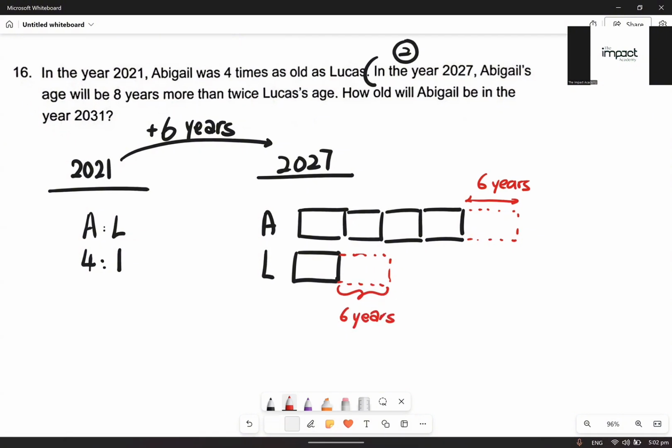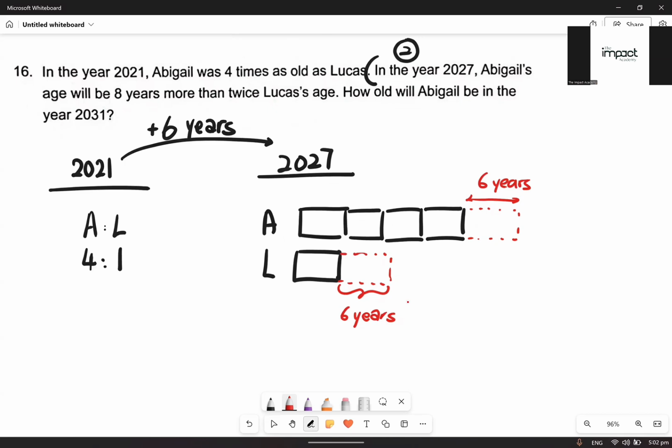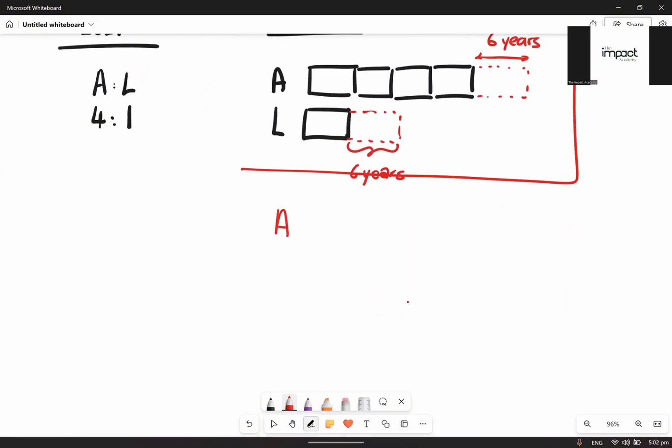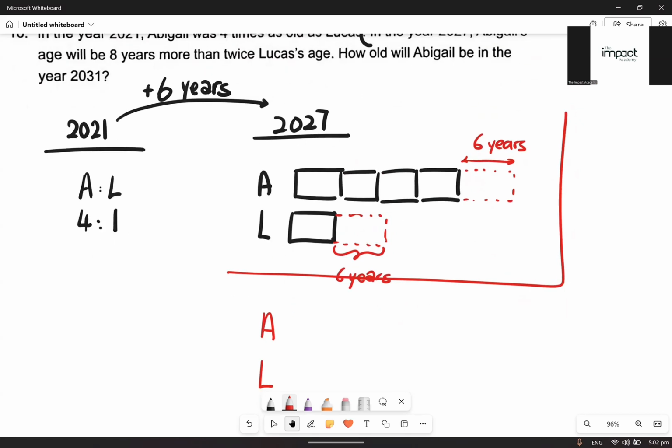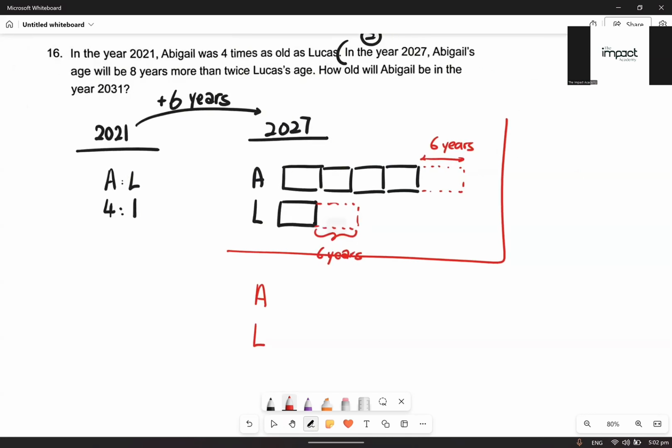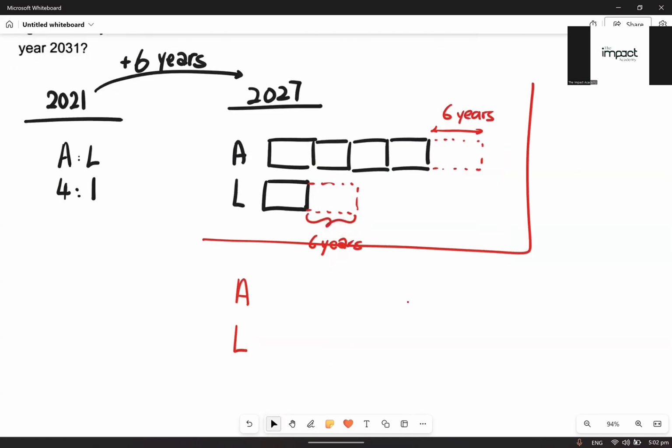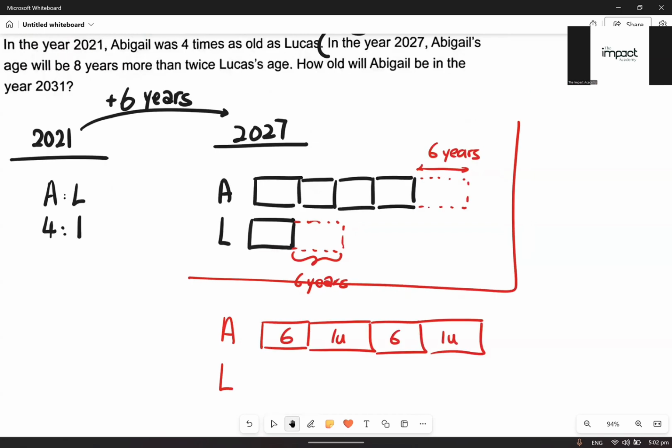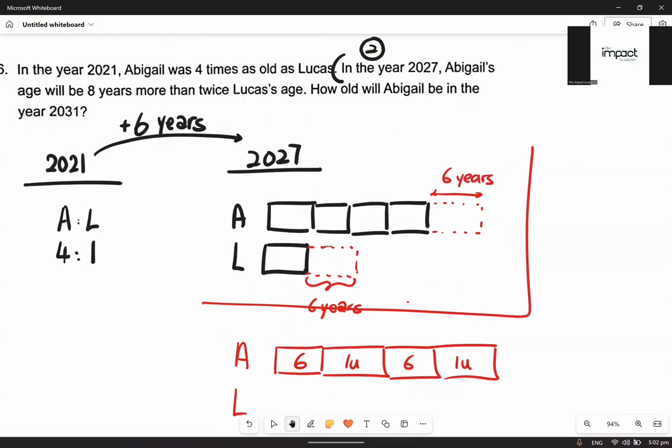So it's 1 unit plus 6, and Abigail is 4 units plus 6. Understand? I will redraw, okay? They say twice of who? Twice of Lucas' age: 8 years more than twice of Lucas' age. So what we are going to do is show that this is Abigail, with 6 over here, and Lucas has 1 unit with 6 over here. Correct or not? Abigail is definitely the one who is older. Agree so far?